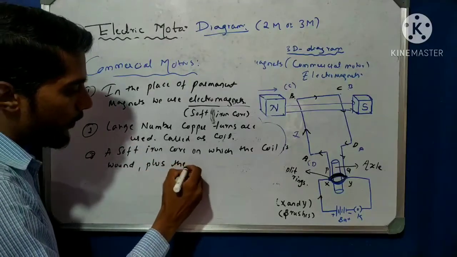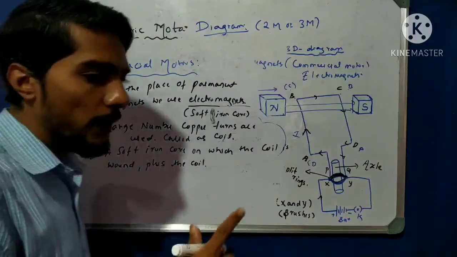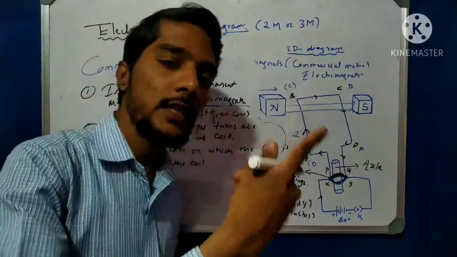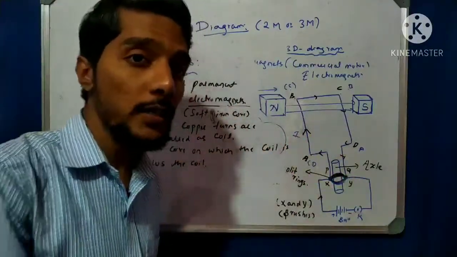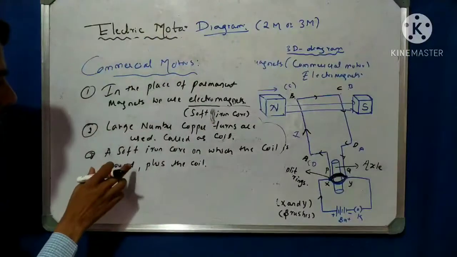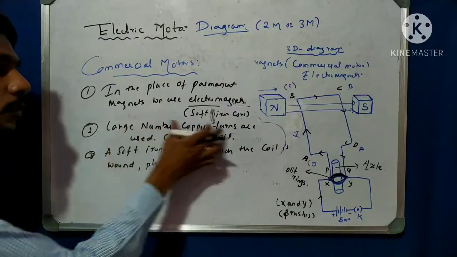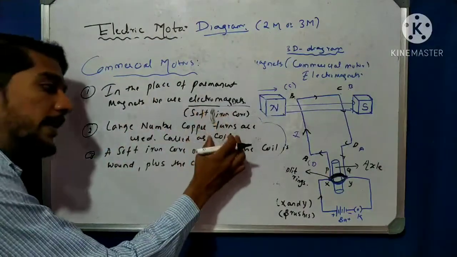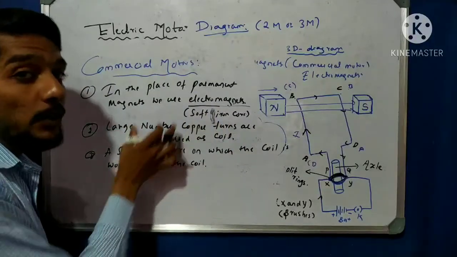Plus the coil. Okay, make the coil. In the last video, we learned that when the number of turns increases, the magnetic field increases, so more power is obtained from the electric motor. So that is the concept. We require a large number of copper turns in this coil.